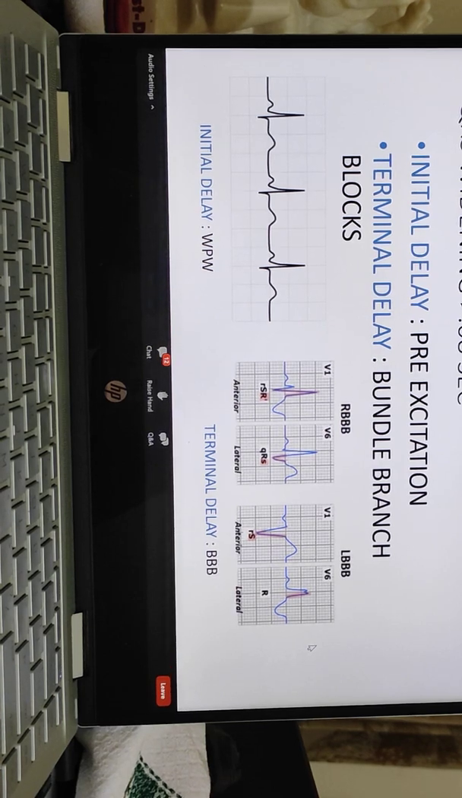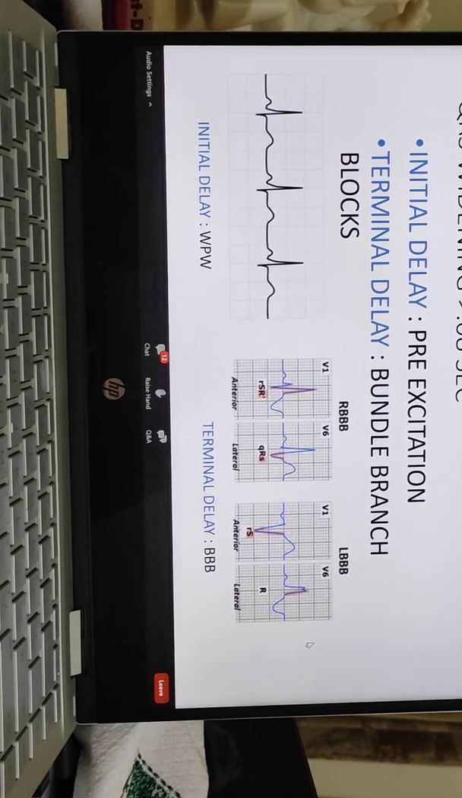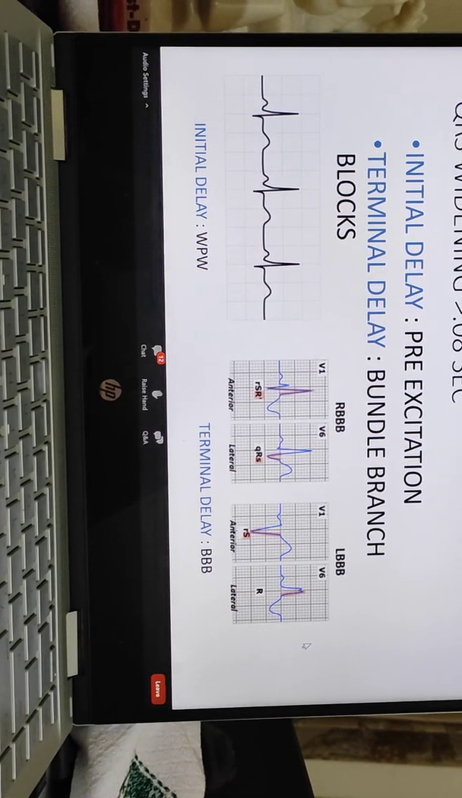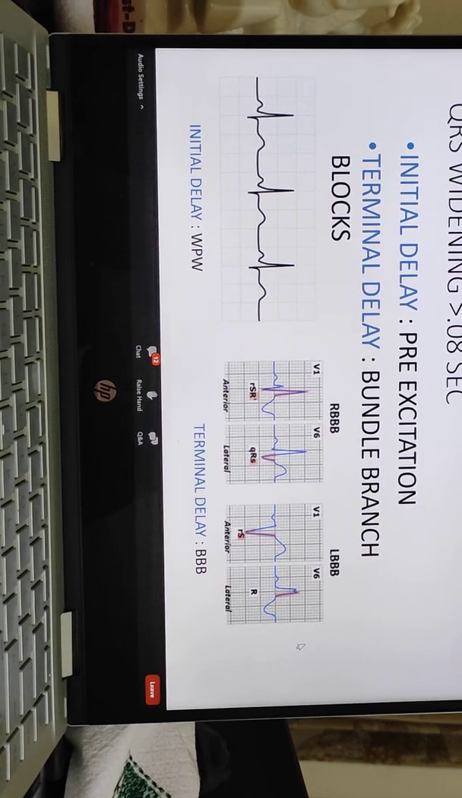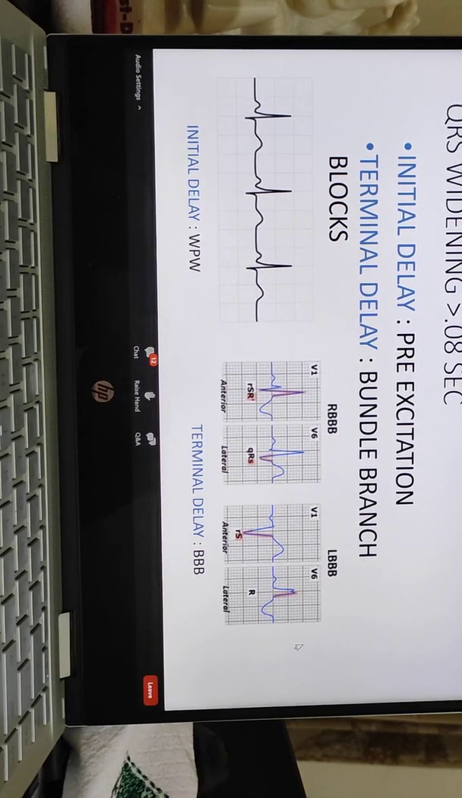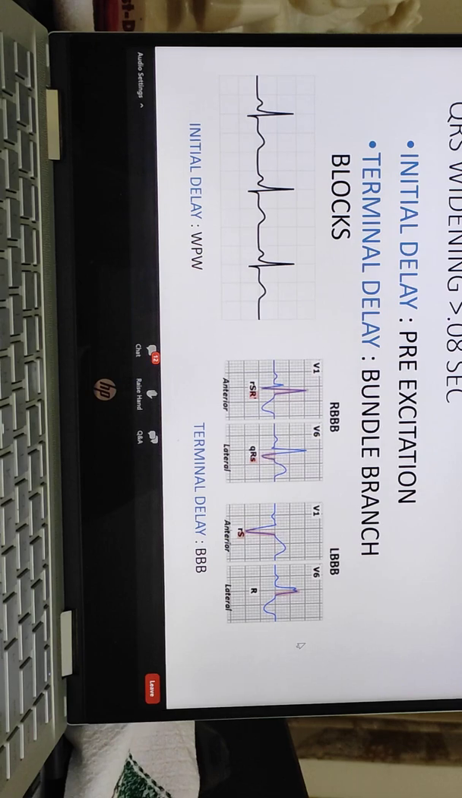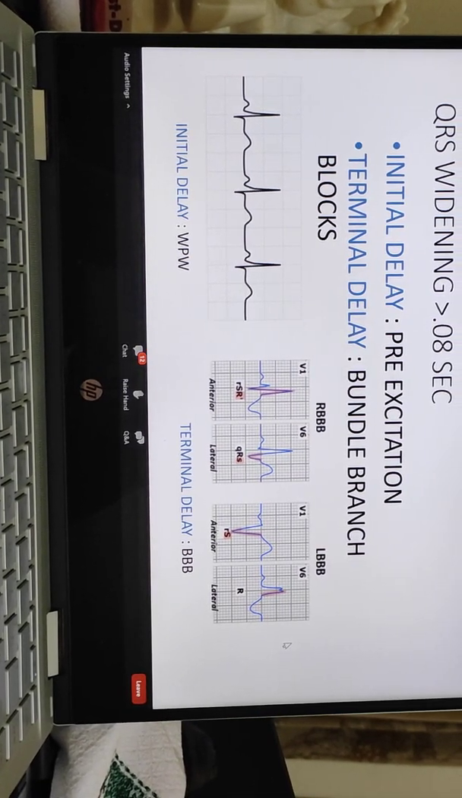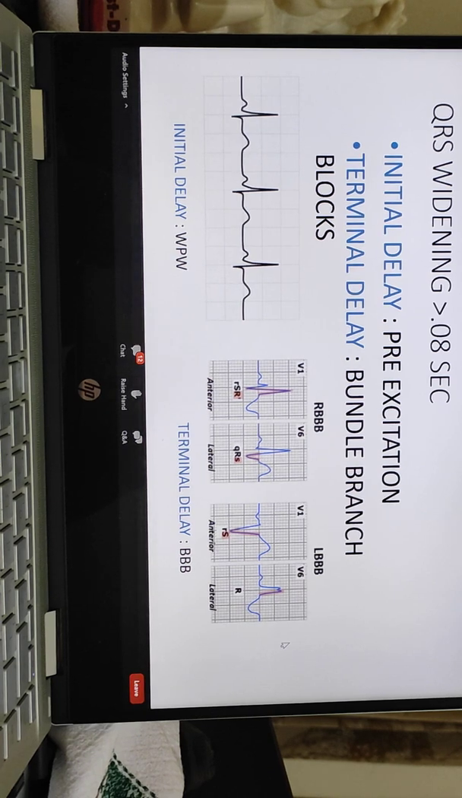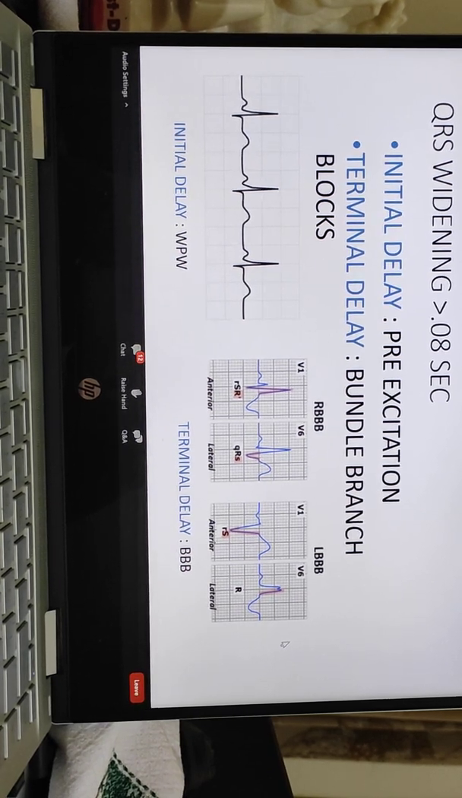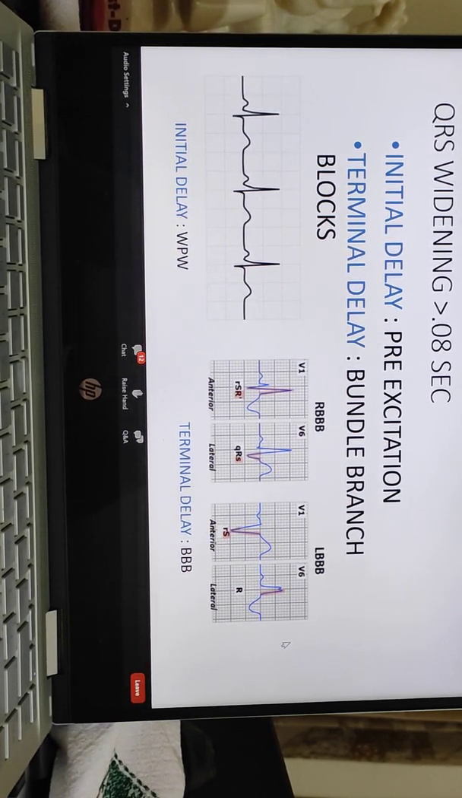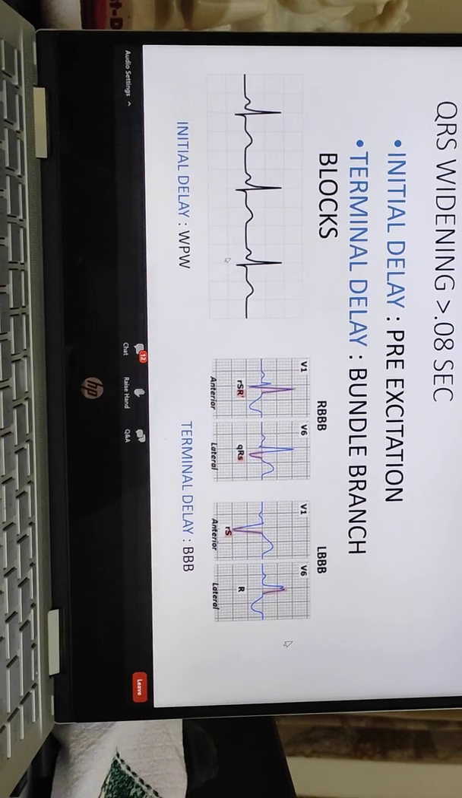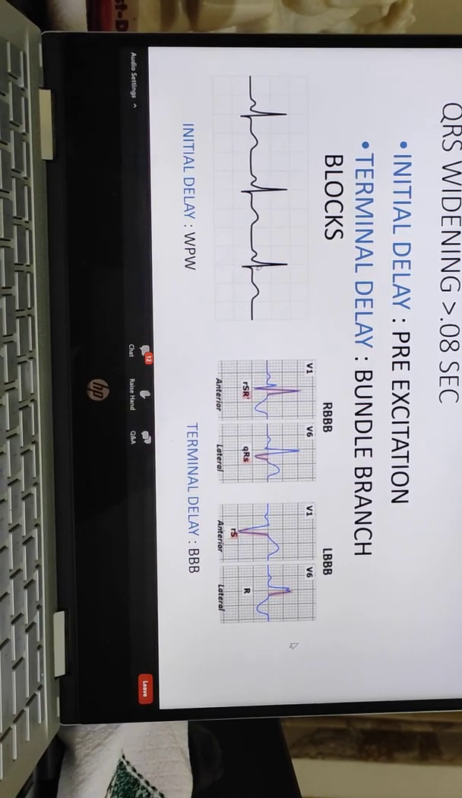So the very important differential diagnosis for a wide QRS is the bundle branch block. Of course, the bundle branch block is the commonest cause of wide QRS, which we saw in one of our lectures in this series. Compared to the wide QRS due to pre-excitation, wide QRS due to bundle branch block is much more common. What is the difference? We have already discussed this.